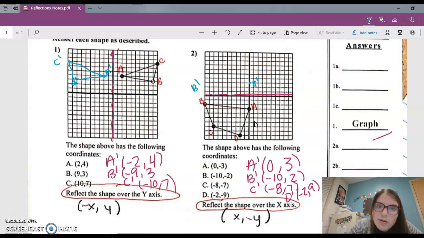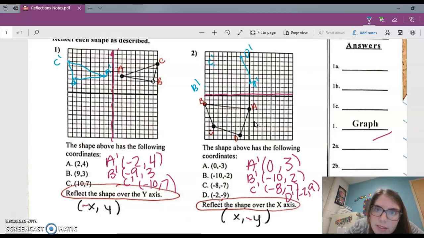So here's my b prime. And my c prime is at negative 8. So 1, 2, 3, 4, 5, 6, 7, 8. And how many up do I go? 7. 1, 2, 3, 4, 5, 6, 7. There's my c prime. And my d prime is at negative 2, 9. 1, 2, 3, 4, 5, 6, 7, 8, 9. So there's my d prime.